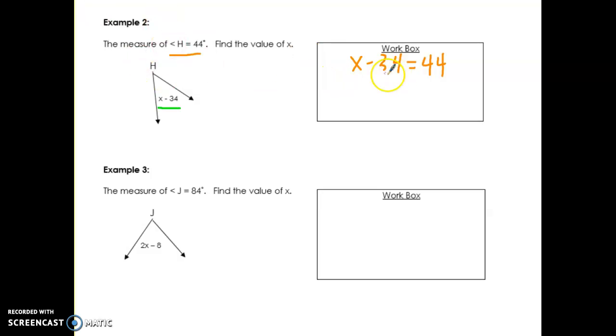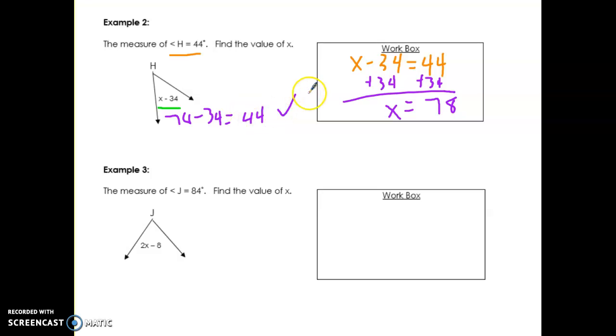Solving this one-step equation, to undo subtraction, we use addition. So we're going to add 34 on both sides, and we get x equals 78. Again, you could quickly check your work. We have x minus 34 should give us 44. So if you took a minute, 78 minus 34, we did the math. It does indeed give us 44. So again, when you're looking at equations, the nice part is you can always check your work.